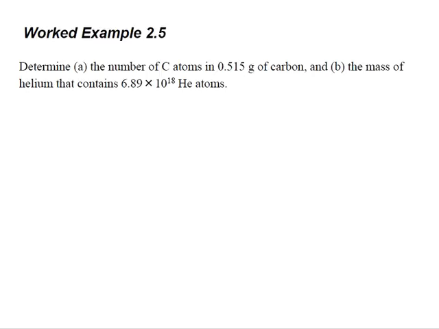Let's look at one more example to apply that and take some time to practice. Make sure you pause the video and give it a try before you keep watching. This reads: determine A, the number of carbon atoms in 0.515 grams of carbon, and B, the mass of helium that contains 6.89 times 10 to the 18 helium atoms. So in part A, we're looking for atoms, and in part B, we're looking for a mass.